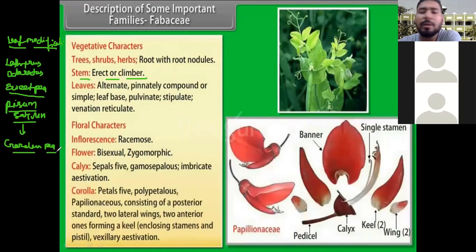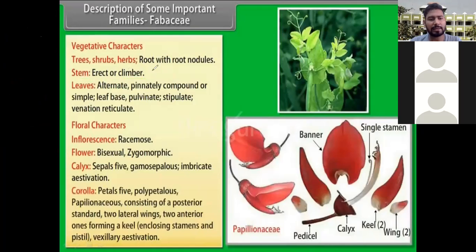Okay. So in this way, these are two different plants, in which Pisum sativum was used by Gregor John Mendel for his experiments, and Lathyrus odoratus was used by scientists to prove gene interaction. I think they used it for complementary gene interaction. Okay. Now, the stem is erect or climber. And the leaves are alternate, pinnately compound or simple, leaf base pulvinate, stipulate, venation reticulate.